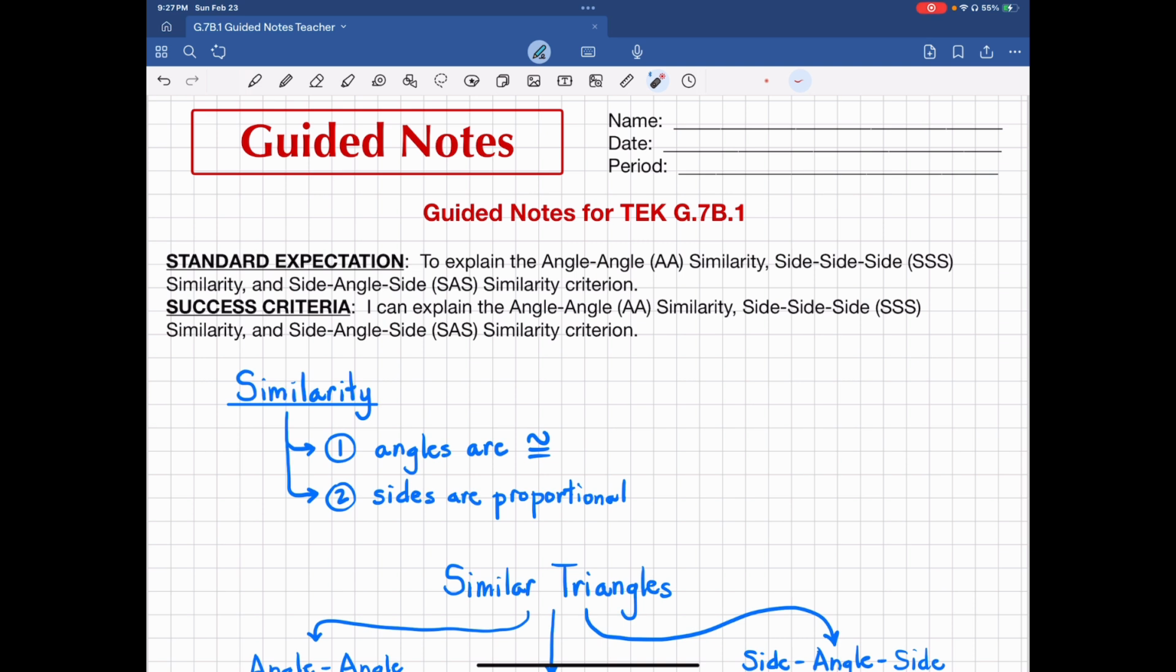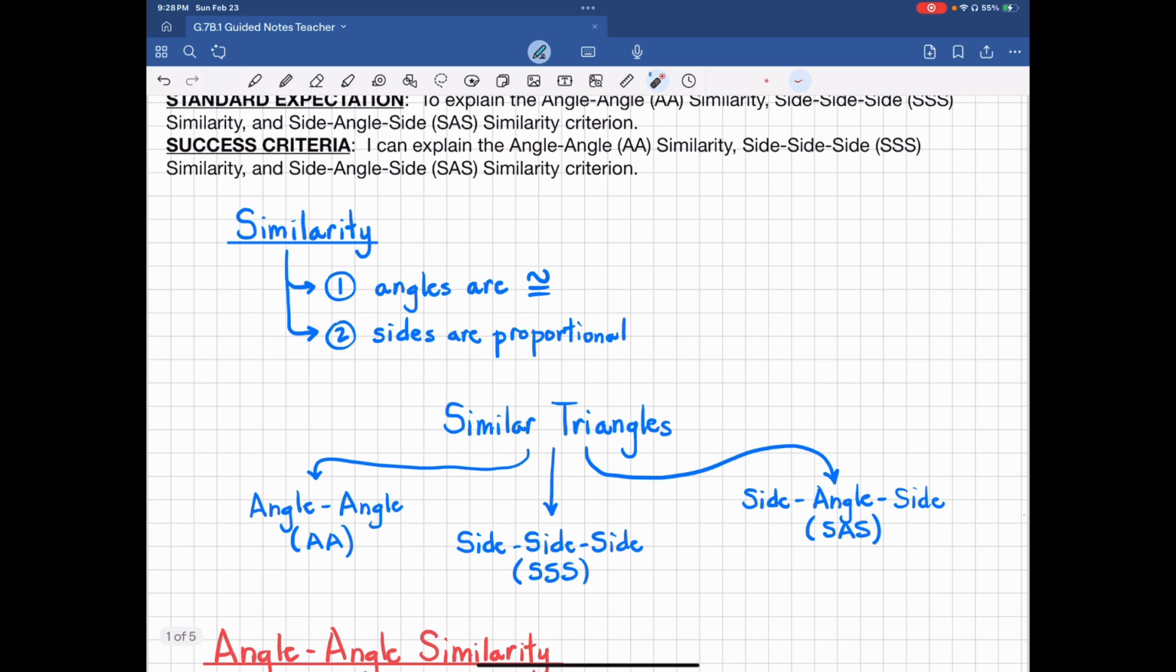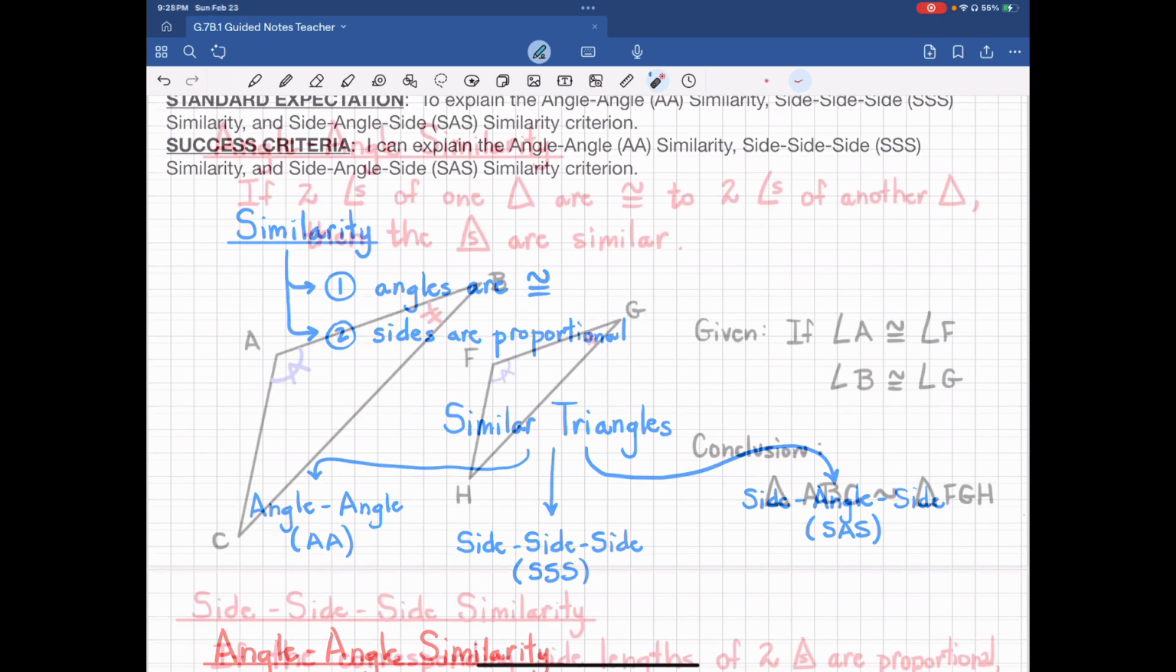The three simple shortcuts are angle-angle similarity, side-side-side similarity, and side-angle-side similarity. Now, before we jump into the criteria, let's get one thing straight. Triangles are similar if their corresponding angles are congruent and their sides are proportional. Congruent angles, proportional sides. Unlike congruent triangles, which are identical in size and shape, similar triangles have the same shape but different sizes. Their sides are just scaled versions of each other.